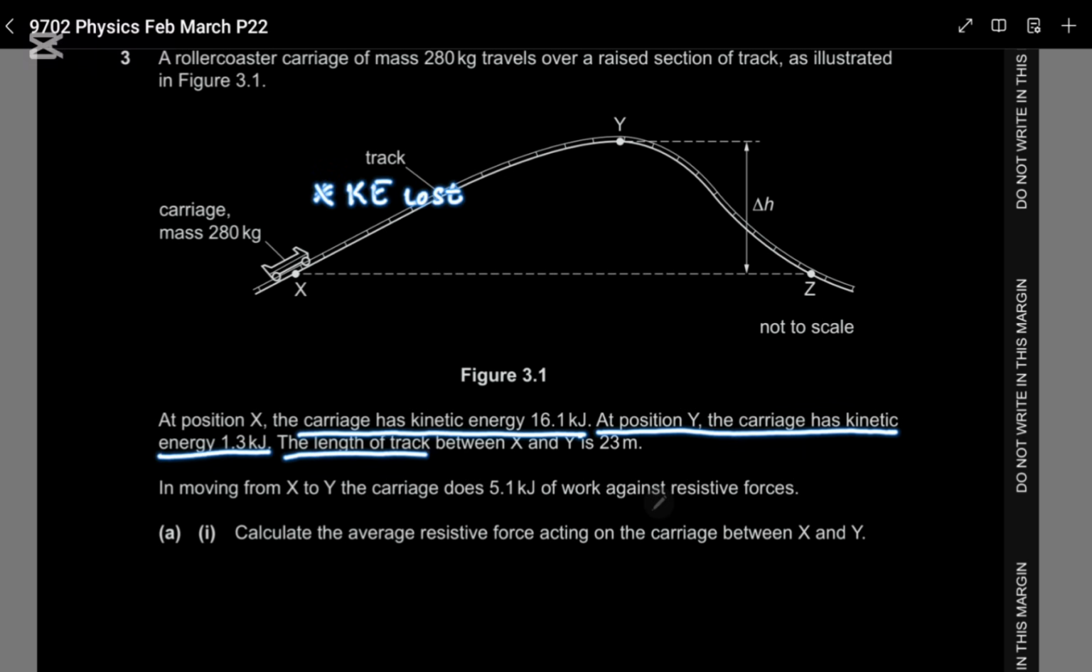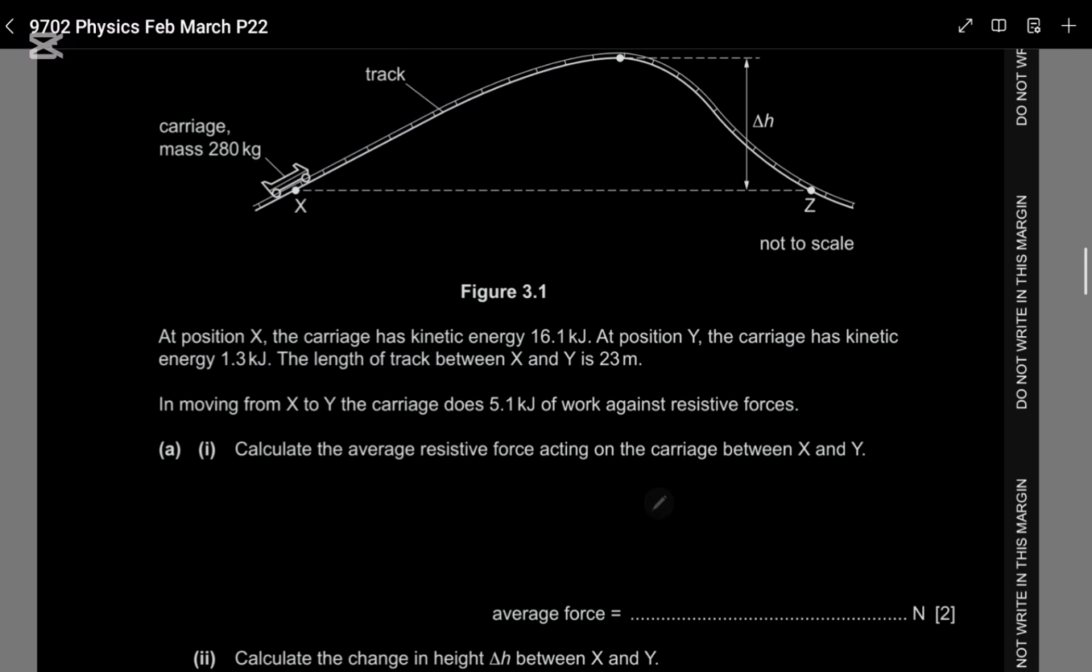The length of the track between X and Y is 23 meters. So this thing over here is 23 meters, the length of it. In moving from X to Y, the carriage does 5.1 kilojoules of work against resistive forces. Part A. Calculate the average resistive force acting on the carriage between X and Y. This is easy.